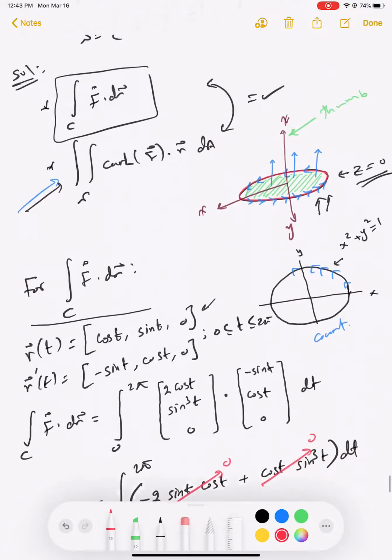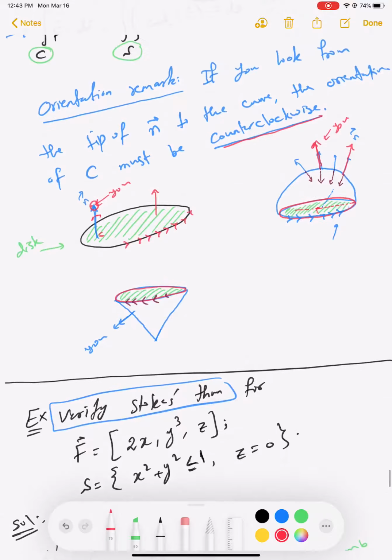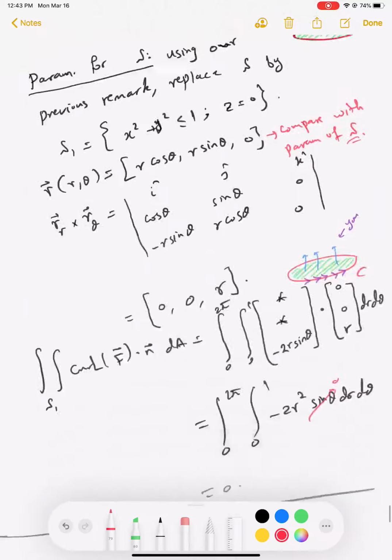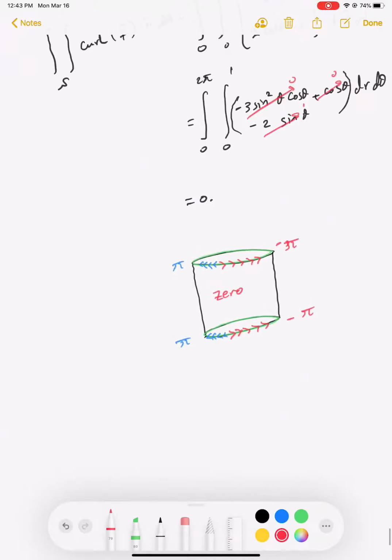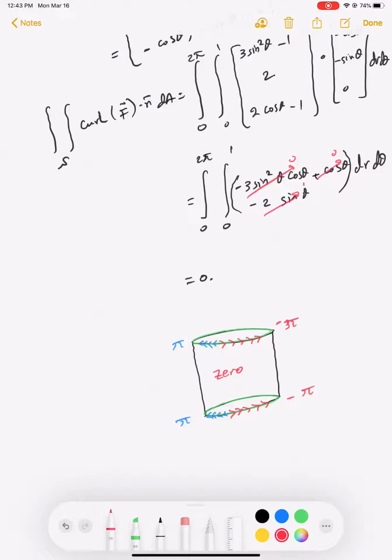We mentioned something about if you imagine yourself as the normal vector looking at the curve, then the curve must be oriented counterclockwise, okay? Counterclockwise. This is the main idea. So going back here. Imagine you have this normal vector for the surface.